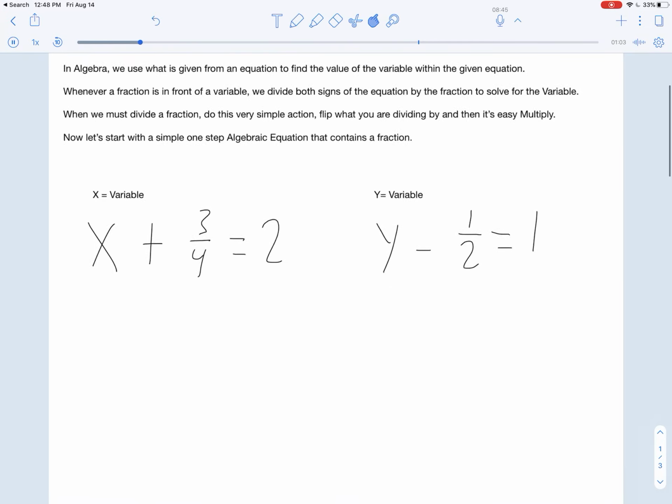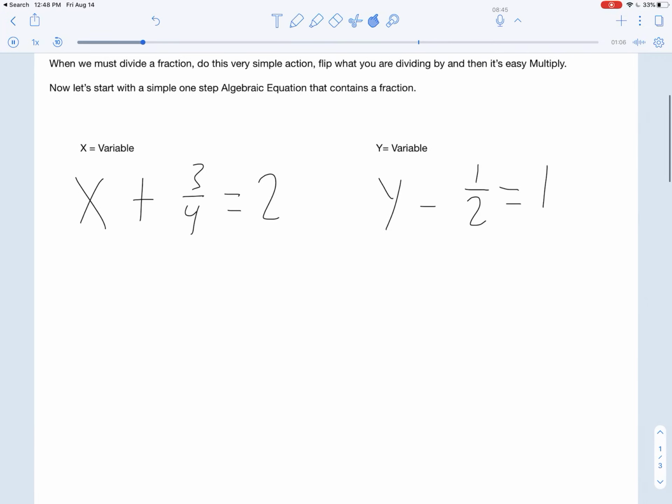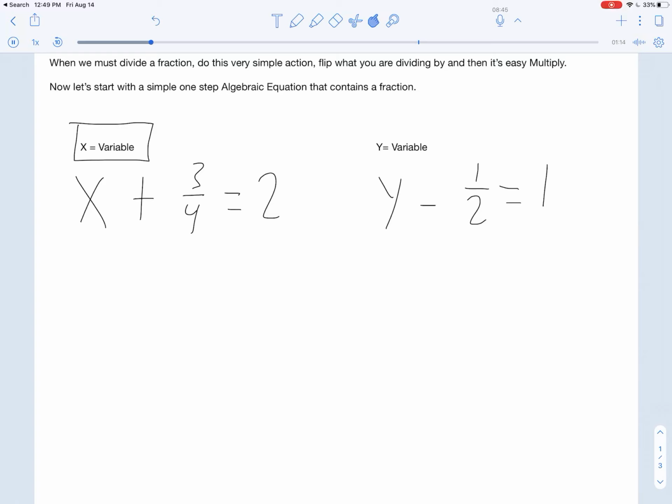All right, let's look at number 1. So, number 1, we have x plus 3/4 is equal to 2. So the first thing we notice is that x is our variable. Now, the first thing we want to do is get our same type of numbers to the same side. Since we're adding 3/4, we're going to subtract 3/4 from the left and the right to get x by itself. Now, we have x is equal to 2 minus 3/4.